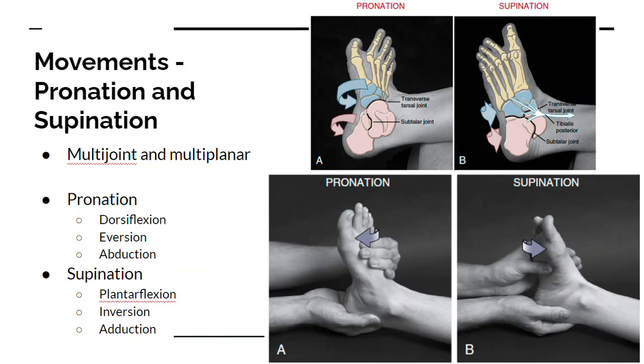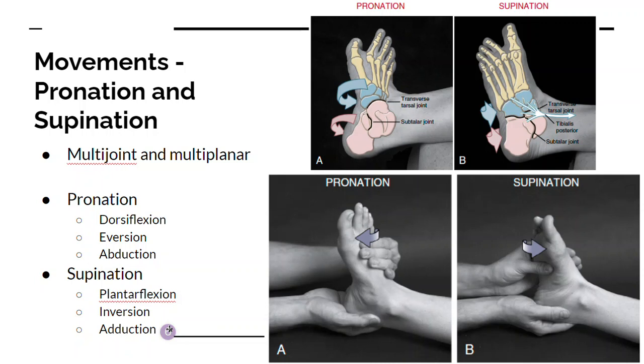We've talked about pronation and supination at the radial ulnar joint. This is a different pronation and supination. And sometimes anatomy does that to us, just like we'll see the deltoid muscle and we saw the deltoid ligament here at the ankle joint. But pronation, there's three movements for each of them. Pronation is a combination of dorsiflexion, eversion of the subtalar joint, and abduction of the toes. Supination is the opposite: plantar flexion, inversion, and adduction.